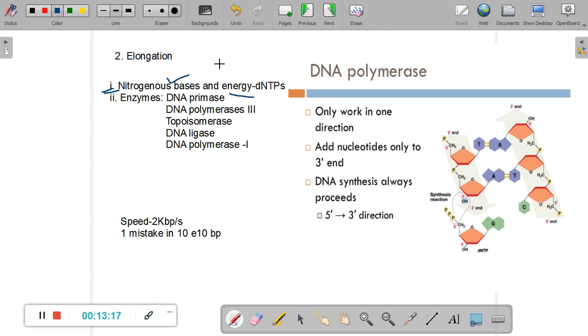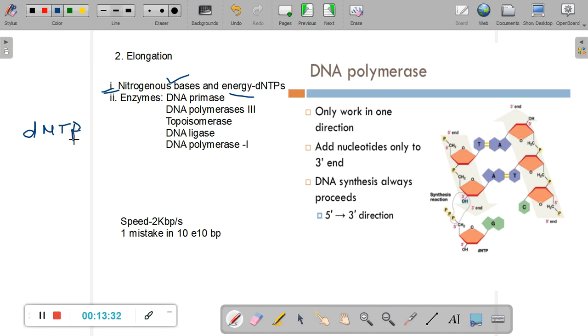And where do we get all of this from? Now, we don't necessarily use ATP here. Rather, there are particular substrates that act both as a source of nitrogenous bases and as energy, called dNTPs.